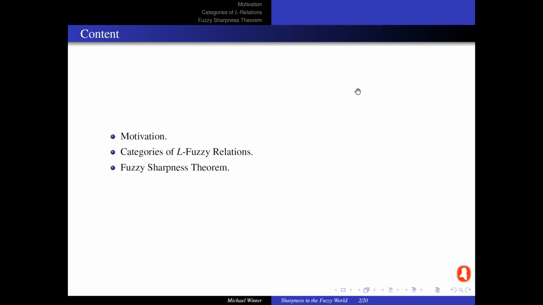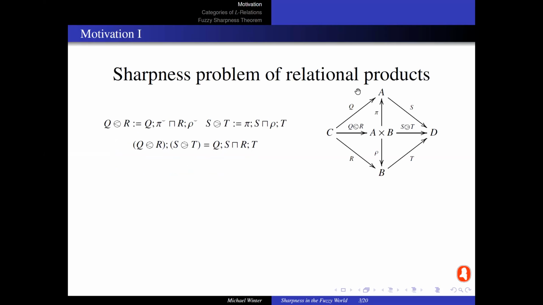Okay, so what will I be doing? First thing is I will give you a motivation, explain exactly what it means over here, unsharpness in this fuzzy setting. Then I will formally introduce what I'm using, namely those categories of L-fuzzy relations and certain different kinds of objects and constructions. And then I will talk about this fuzzy sharpness theorem, which I have proved in order to cope with this problem.